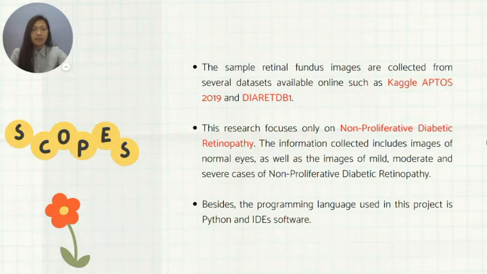So the scope covered for this study is that the sample retina fundus images are collected from several datasets available online, such as Kaggle Optos 2019 and DirectDB1. Although there are 2 main forms of diabetic retinopathy, which are non-proliferative diabetic retinopathy and proliferative diabetic retinopathy, for this study we focus only on non-proliferative diabetic retinopathy as it contains the earlier signs of diabetic retinopathy. So the information collected includes images of normal eyes as well as images of mild, moderate, and severe cases of non-proliferative diabetic retinopathy. Besides, the programming language used in this project is Python and IDE software.